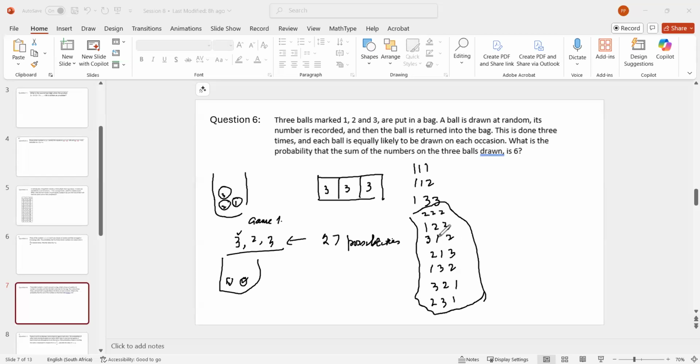And there are no other combinations that will give you a score of 6. So there are only 7 ways in which you can get a score of 6, and the total number of possibilities is 27. So therefore, the probability that the sum of the numbers is 6, the answer is there are only 7 chances in 27, right? So the probability is 7 out of 27. Okay, so that takes care of that problem.